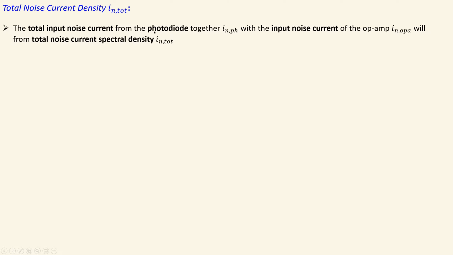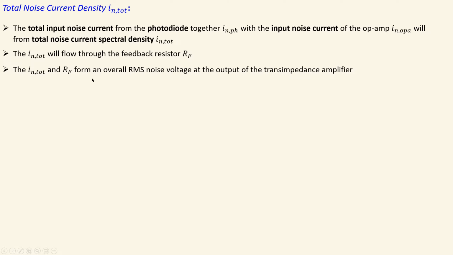Total noise current density, just the current density, so that is the total input noise current from the photodiode with the input noise current of the op-amp will generate the total output noise current spectral density. Okay, that will flow through the resistor in the feedback, and that will form output RMS noise voltage just using Ohm's law. The input noise current of the op-amp was 2.2 femtoamps per root hertz, just from the datasheet.